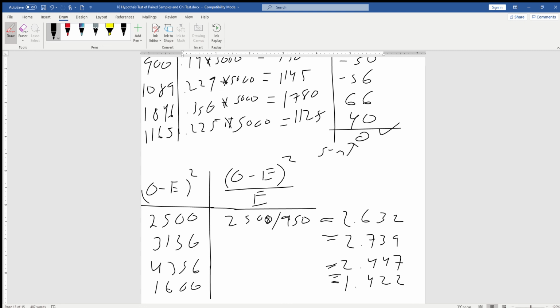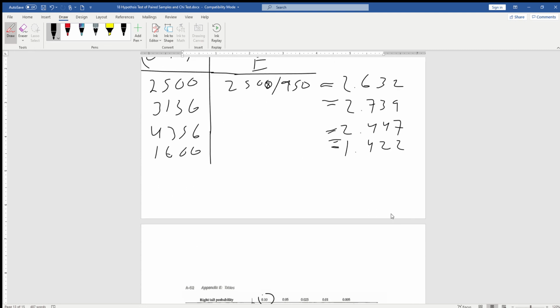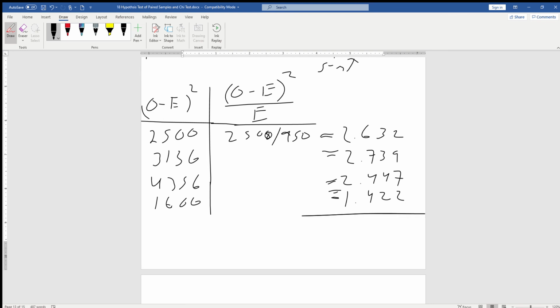All right. Last thing we do, we take the sum of all those numbers, and that's going to give us the chi-square value, the test statistic. So 2.632, 2.739, 2.447, 1.422, and I end up with 9.24 as the test statistic.